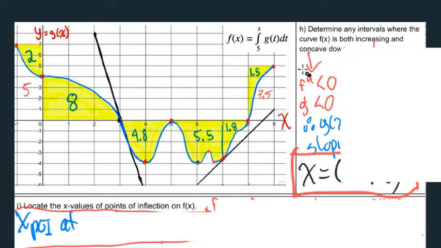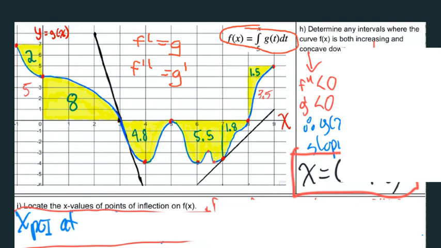Well, if it's concave down, the second derivative is negative. That's f. But remember, we're working with g. I would always write f prime equals g and f double prime equals g prime. Okay? I would always do that. So we want to have g prime less than 0. So where is g prime less than 0?